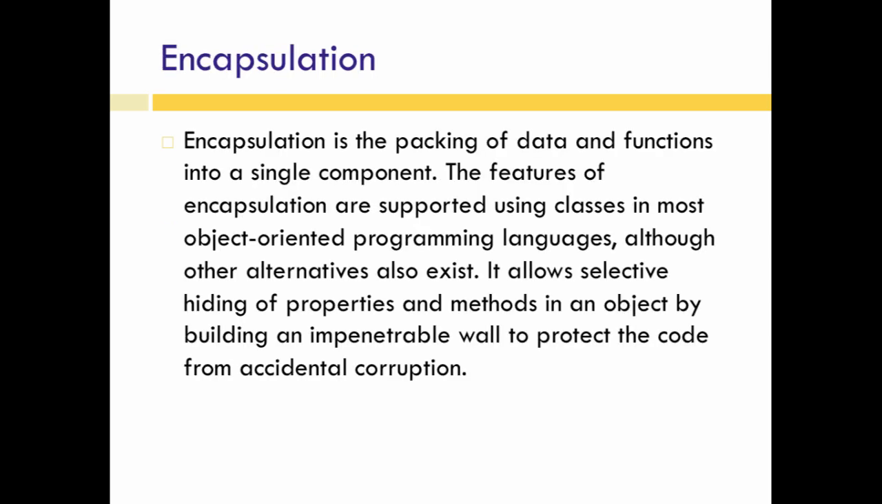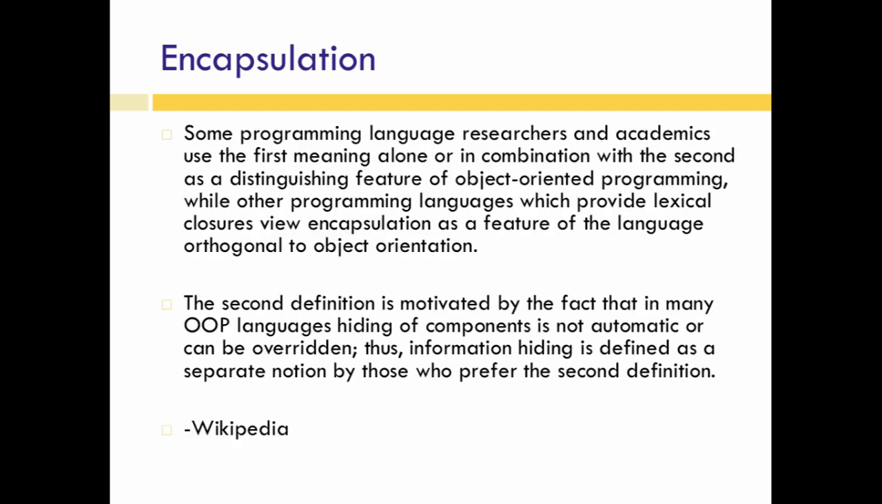So the first thing we're going to look at is encapsulation. Encapsulation, according to Wikipedia, is the packing of data and functions into a single component. The features of encapsulation are supported using classes in most object-oriented programming languages, although other alternatives also exist. It allows selective hiding of properties and methods in an object by building an impenetrable wall to protect the code from accidental corruption. You can go ahead and pause if you want to read the rest of this.